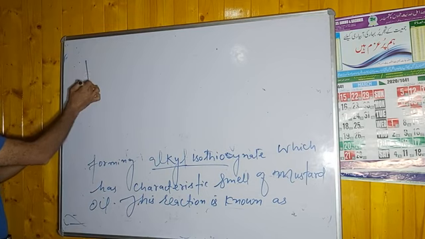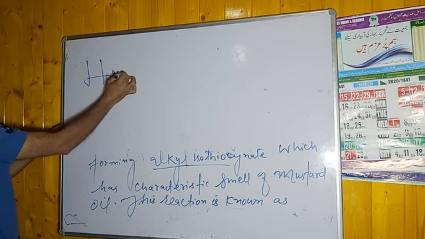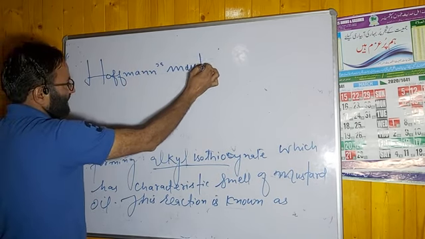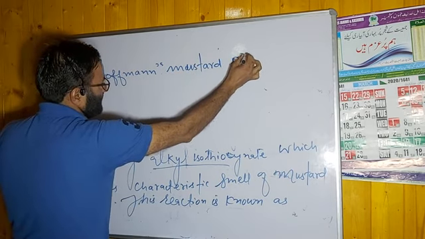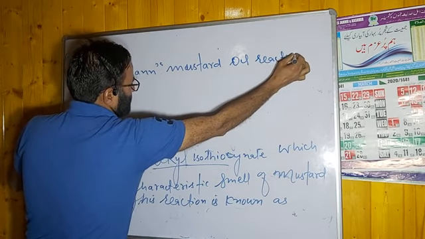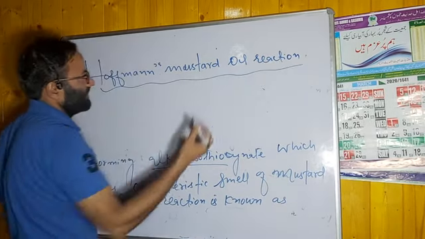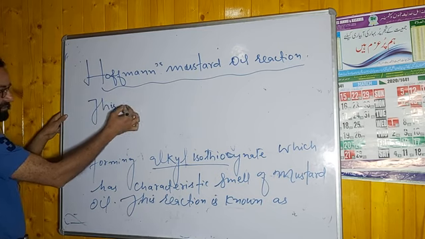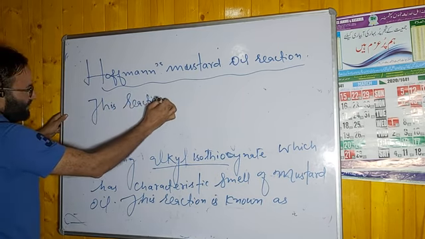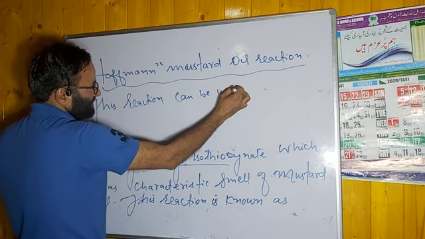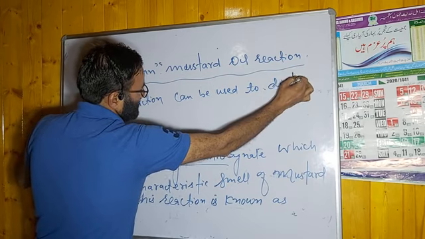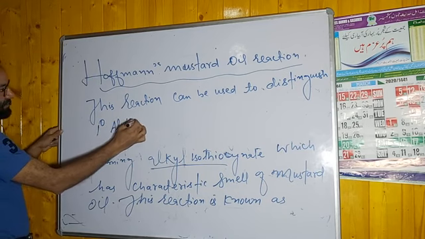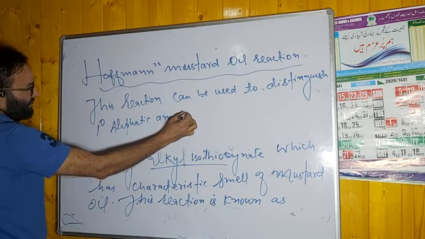You can mention it, Hoffmann's mustard oil reaction. This reaction can be used to distinguish 1 degree aliphatic amines. You have to mention these things. What is the significance of this?